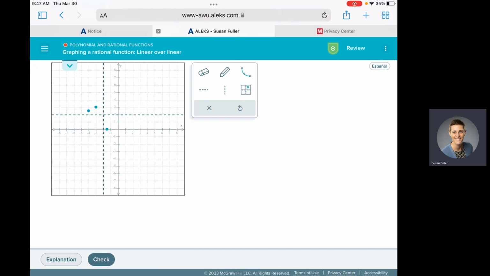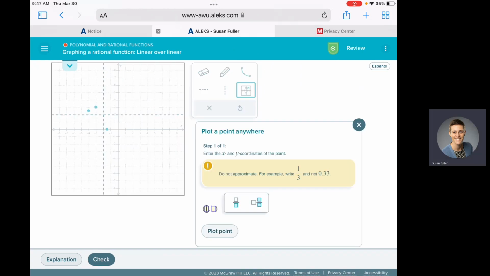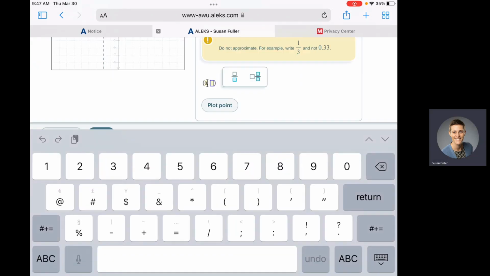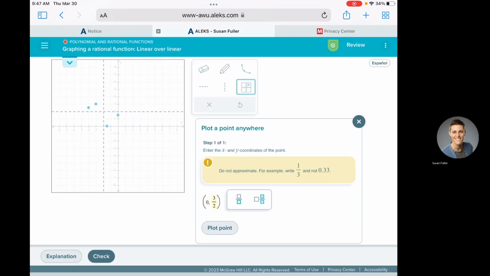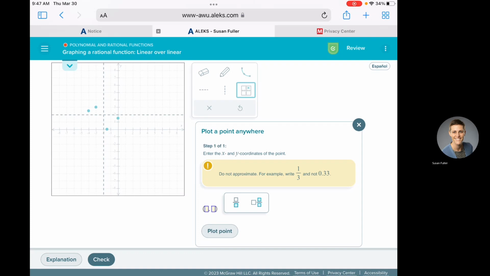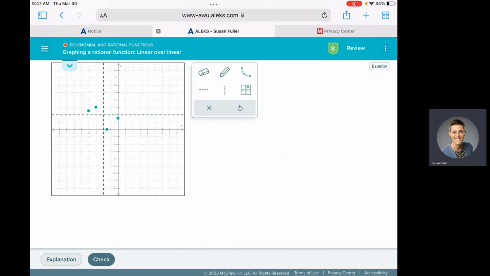Okay, so I've got, and that didn't plot. Okay. Let's try it again. 0, 3/2. Okay. Perfect. So now we have all of our points plotted.